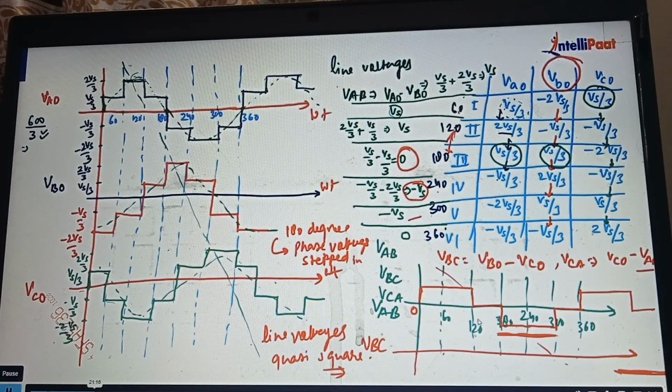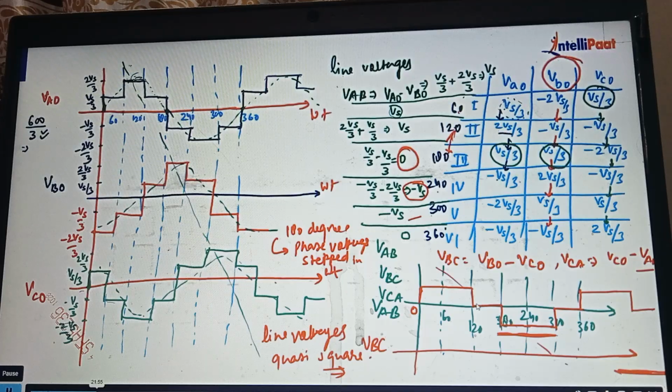For the second step, we have this 120 degree. Third step, 180 degree, 300, 360, like that. This way we have drawn the line voltages. So we compared these line voltages and phase voltages. VAO is the phase voltage. You can see the phase voltage is closer to the sine wave. Though we are firing these switches in a 180 degree time interval, there is still a difference. This is closer to the sine wave as the peak of this is there.